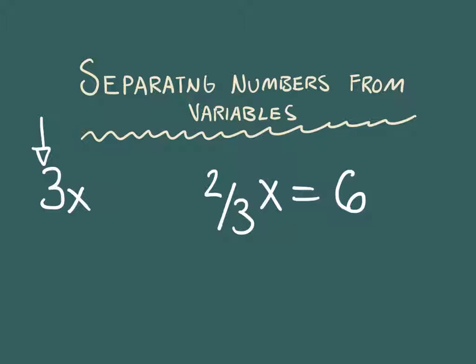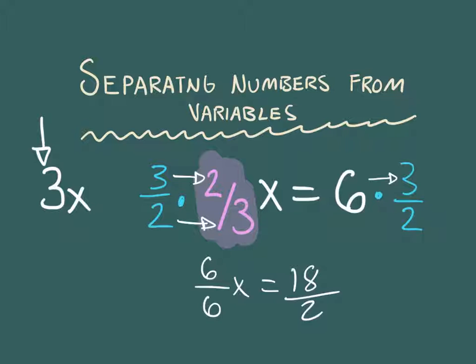In order to get rid of this fraction in front of the variable, you will multiply both sides by the opposite of that fraction. So notice how I've multiplied both sides by the opposite of 2/3. If you flip 2/3 around, you get 3/2, and I multiplied both sides by 3/2. This will leave me with an answer of 6x is equal to 18/2. This 6 and this 6 cancel out, and 18/2 will come down to x is equal to 9.